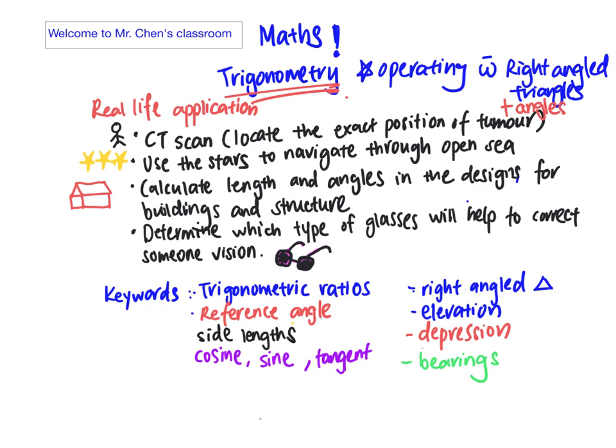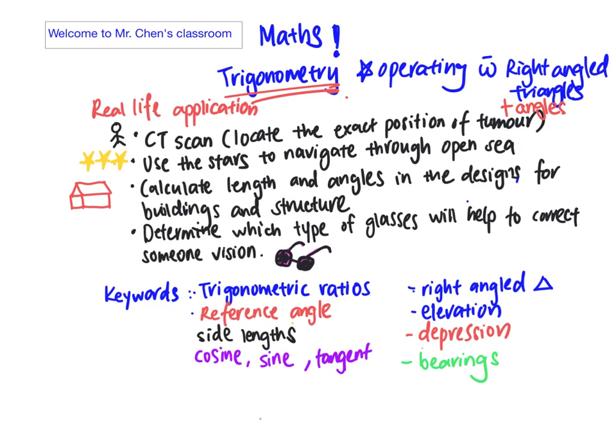Before we start, I'm gonna show you some real life applications of trigonometry, why it is useful for us. So first, trigonometry can be used in CT scans. For those who don't know what a CT scan is, it is used in medicine to locate the exact position of a tumor. That allows the surgeon to operate on it and get rid of the tumor, or if you need to do any chemical treatments, that is how you locate the position first.